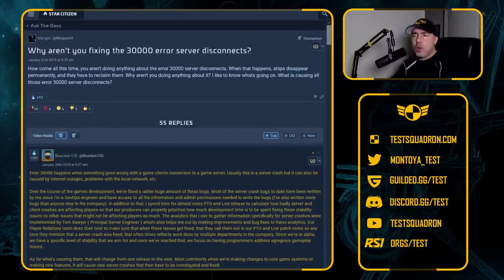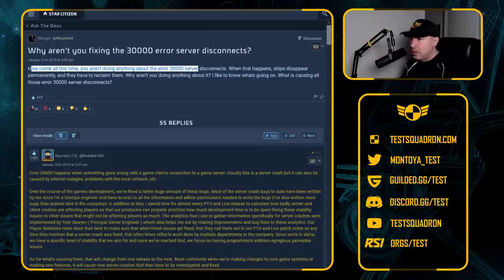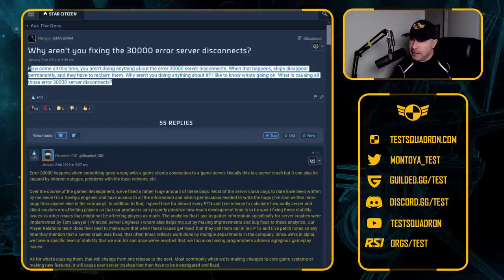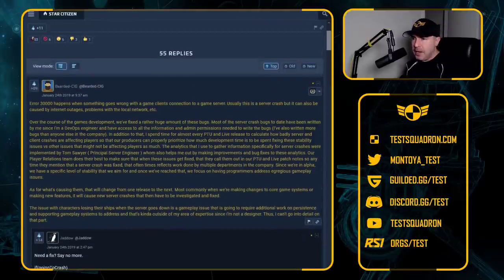And this exact question was asked, coincidentally, last year, this time, January 21st, 2019. The question was, how come all this time you, CIG, are not doing anything about the error 30,000 server disconnects? When that happens, ships disappear permanently and they have to be reclaimed. Why aren't you doing anything about it? I'd like to know what's going on, what's causing all these 30,000 server disconnects. A very common question, and at the time we had Bearded CIG answering this question with a very good response.